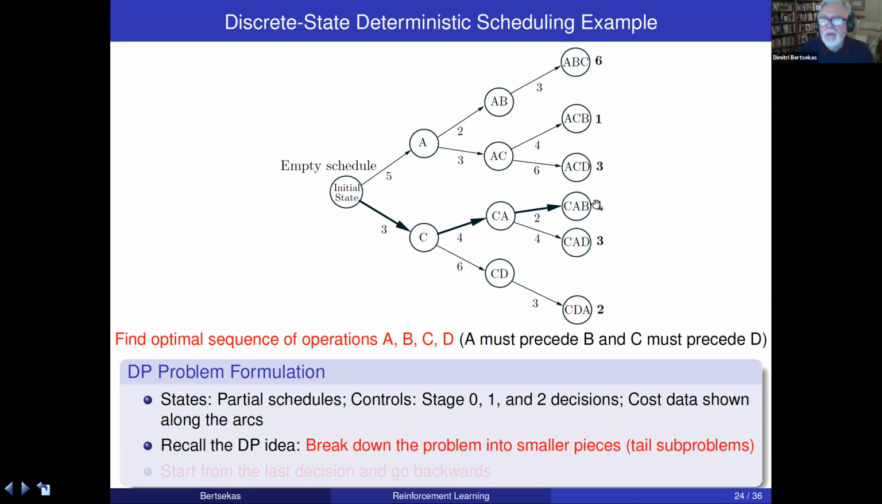And the dynamic programming idea now is to break down this problem into smaller pieces, called tail subproblems. We're going to start from these general zero-stage subproblems. Then we're going to look at these subproblems that start from here and go to the end. We're going to solve all of them, then go to these subproblems, solve the two of them, and accumulate the optimal costs to go, and then end up going to the beginning. So we start from the last decision and we go backwards.